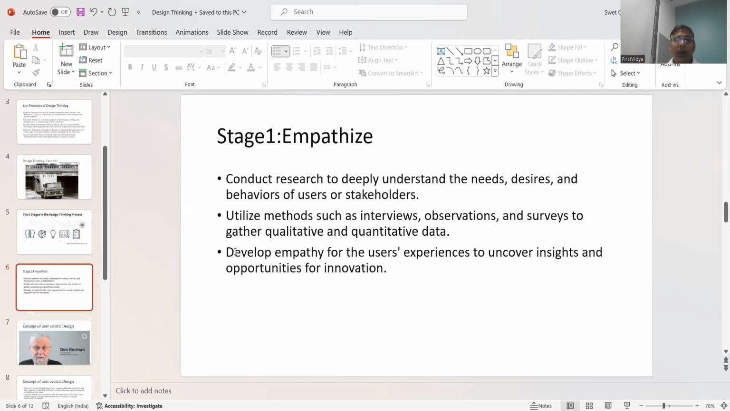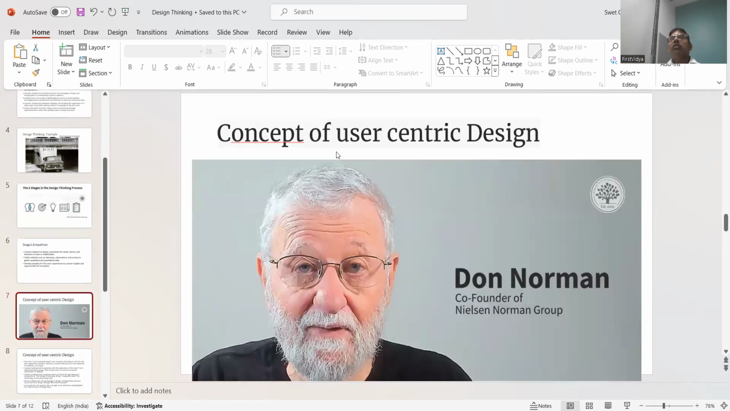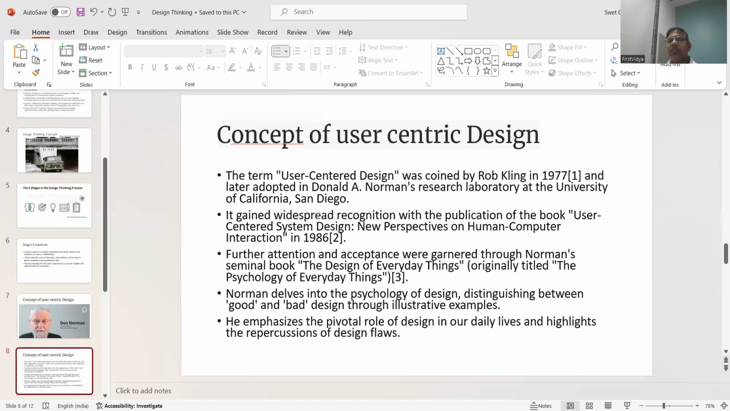And when we are talking about empathy, we can discuss one very relevant concept, and that is the concept of user-centric design. These things are connected. Whenever we talk about user-centric design, the name Don Norman is always connected with it. He is the person who has written books, and he has extensively discussed how user-centric design can help us create a more problem-solving product. This approach is given by Don Norman.